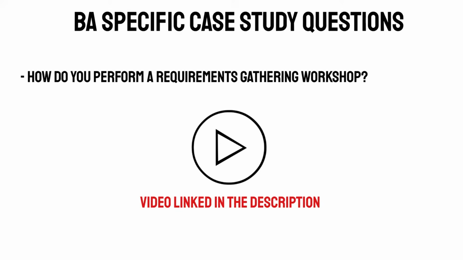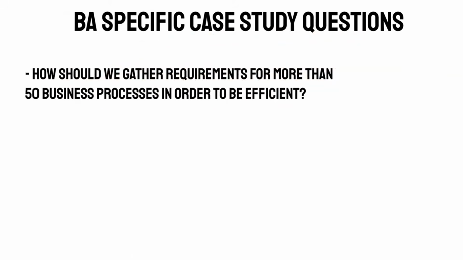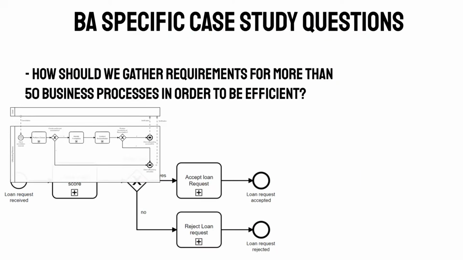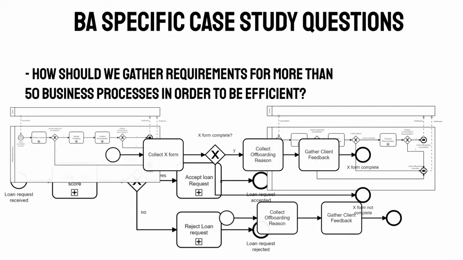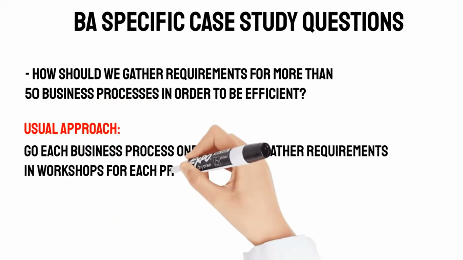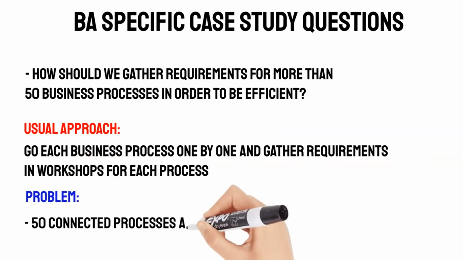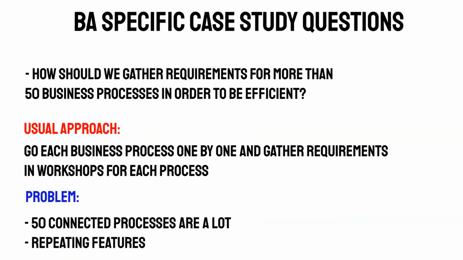Then the last case study I want to show is, how should we gather requirements for more than 50 business processes in order to be efficient? Now what's the problem with this? Of course, the usual approach is to go over each business process one by one and gather requirements and hold workshops for each process, right? The problem with this is we have 50 processes which are connected with each other, and that's a lot. And also in these processes, we'll probably have repeating features, things which will occur in many processes. So going process by process with each workshop is not efficient.